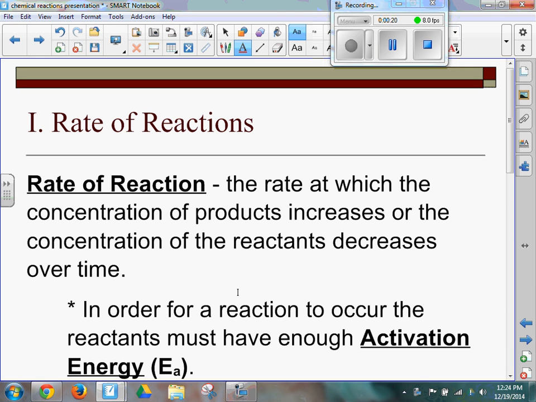Now, to clarify, the rate of reaction is the rate at which the concentration of products increases or the concentration of the reactants decreases. Either one will work. For the most part, what you're looking at is over time, concentration of products will increase or the concentration of reactants will decrease. Either one of those can be measured over time. That is the rate, kind of like miles per hour, say distance over time. Okay, that's not the only way that rates can be done, but this one we'll be talking about time.